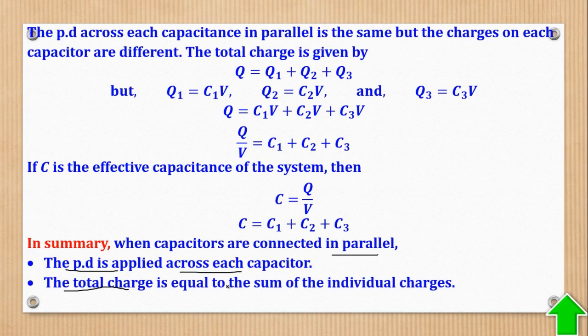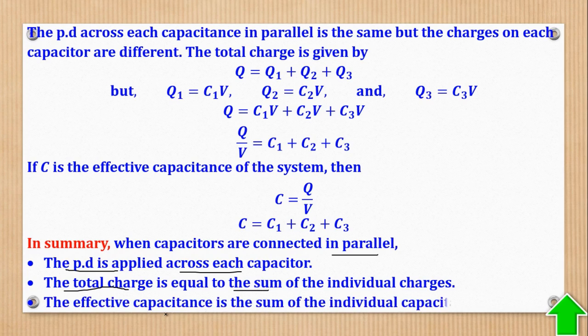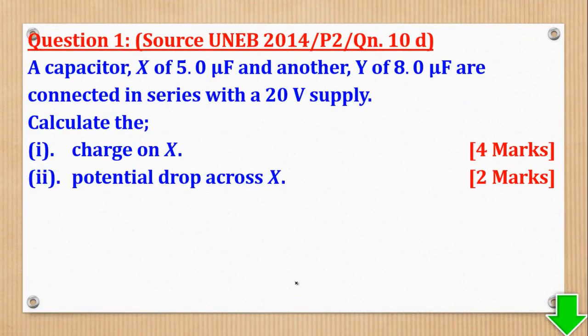Then the total charge is equal to the sum of the individual charges. Then the effective capacitance is the sum of the individual capacitances. So with those two formulae of series and parallel, we can go through these questions.